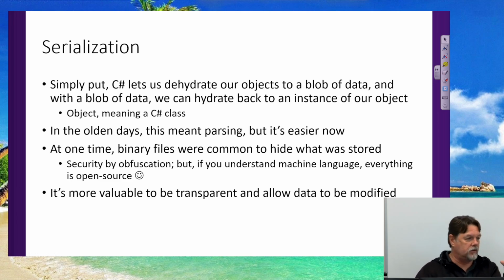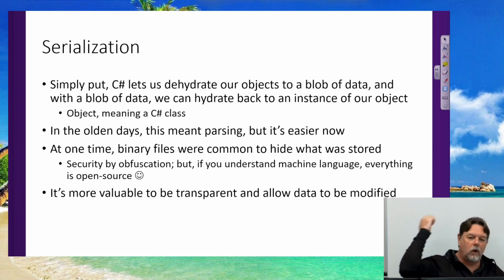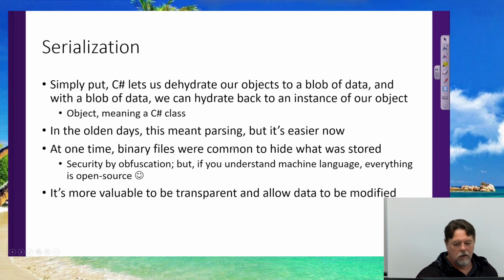You open it up and it's just this blob of binary data, and nobody's going to figure out what's in there. Yeah, well, that worked for a while, like I said. But then somebody coined this term, I don't remember her name, but if you know machine language, everything's open source. You can read the assembly and figure out what the data is by what it's reading and what it does downstream with that data. So it's not secure. Yeah, it's more valuable now to just be transparent.